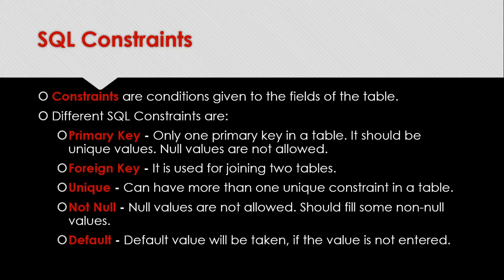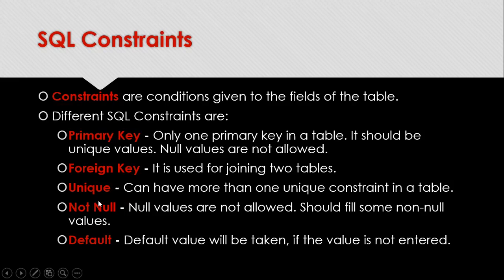Check will verify that particular criteria. Primary key you have already discussed: it is a unique key which identifies each and every record in the table. There will be only one primary key in a table, and it should have unique values. Duplicate values will not be allowed, and even null values are not allowed for the primary key. Foreign key means the primary key of some other table. Its significance is that it is mainly used for joining two tables. How it joins we will discuss in a later section.